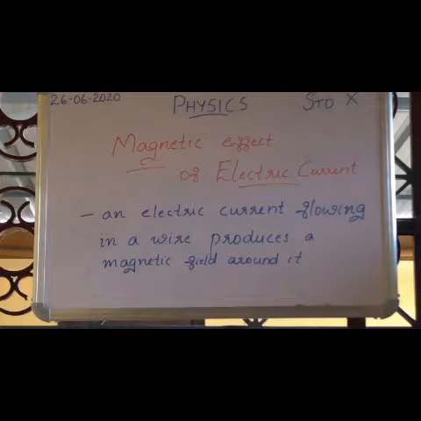In 1819, a Danish physicist named Hans Christian Ørsted discovered a relationship between electricity and magnetism. He found that a wire carrying current causes a deflection in the needle of a magnetic compass placed near the wire. Here, the current carrying wire behaves as a magnet.